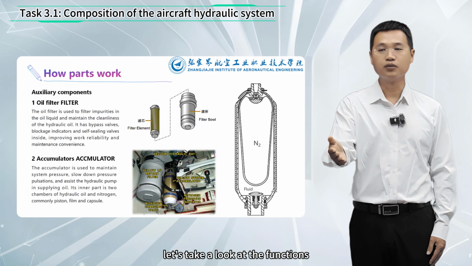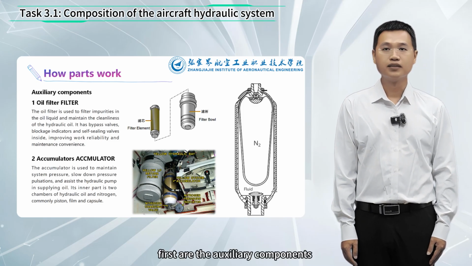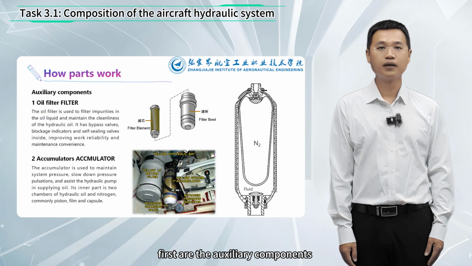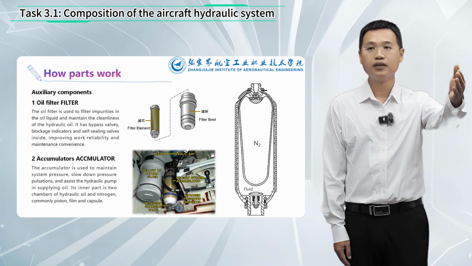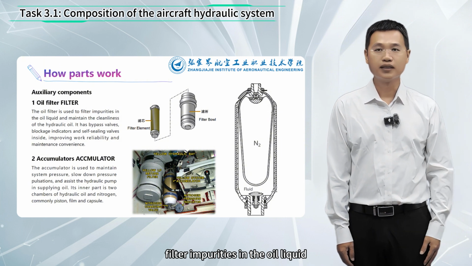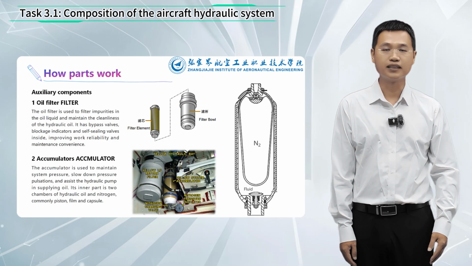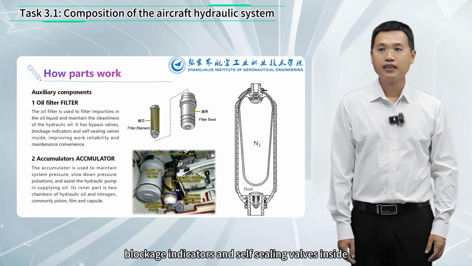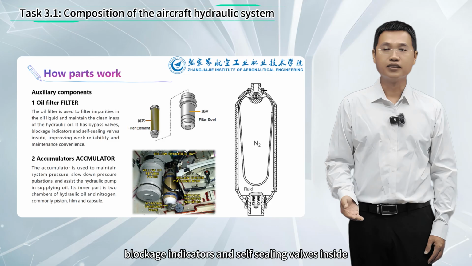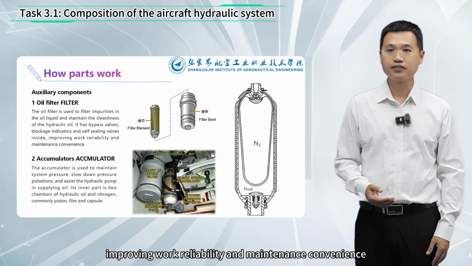Let's take a look at the functions and workings of the auxiliary and executive components. First are the auxiliary components. 1. Oil filter. Oil filter is used to filter impurities in the oil liquid and maintain the cleanliness of the hydraulic oil. It has bypass valves, blockage indicators, and self-sealing valves inside, improving work reliability and maintenance convenience.